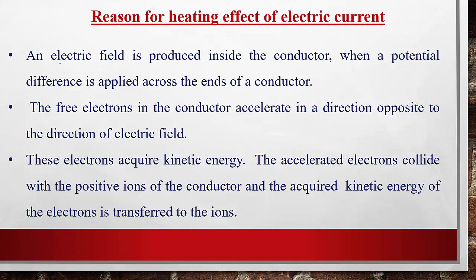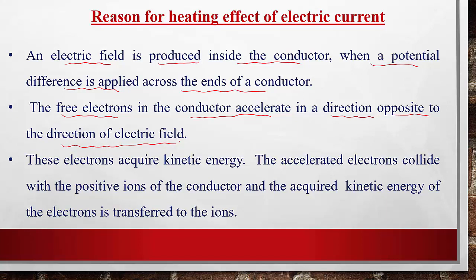The first point: an electric field is produced inside the conductor when a potential difference is applied across the ends of the conductor. We know that when potential difference is applied across the ends of the conductor, then an electric field is produced inside it. This is a basic concept. Then the free electrons in the conductor are accelerated in a direction opposite to the direction of the electric field.